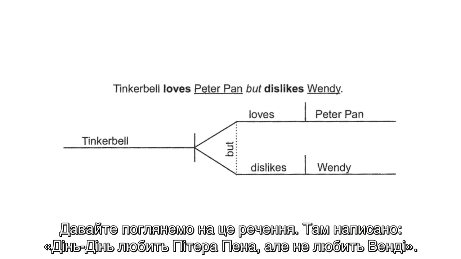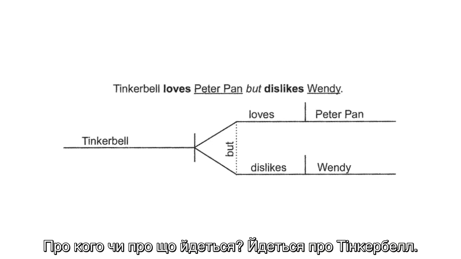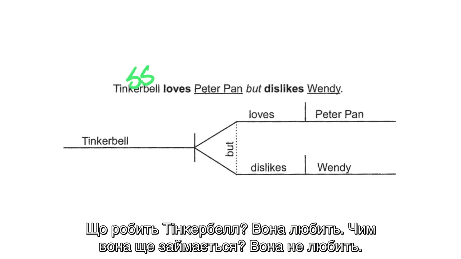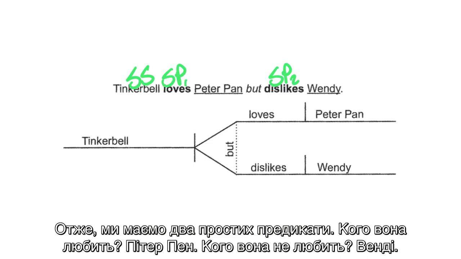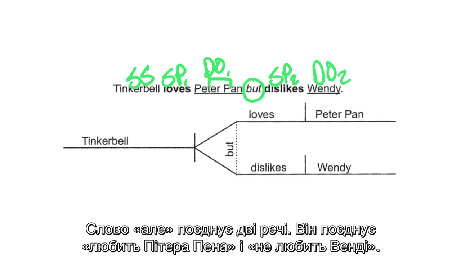Let's take a look at this sentence. It says, Tinkerbell loves Peter Pan but dislikes Wendy. Who or what is this about? It is about Tinkerbell. What does Tinkerbell do? She loves. What else does she do? She dislikes. So we have two simple predicates. Who does she love? Peter Pan. Who does she dislike? Wendy. The word but connects two things. It connects loves Peter Pan and dislikes Wendy.